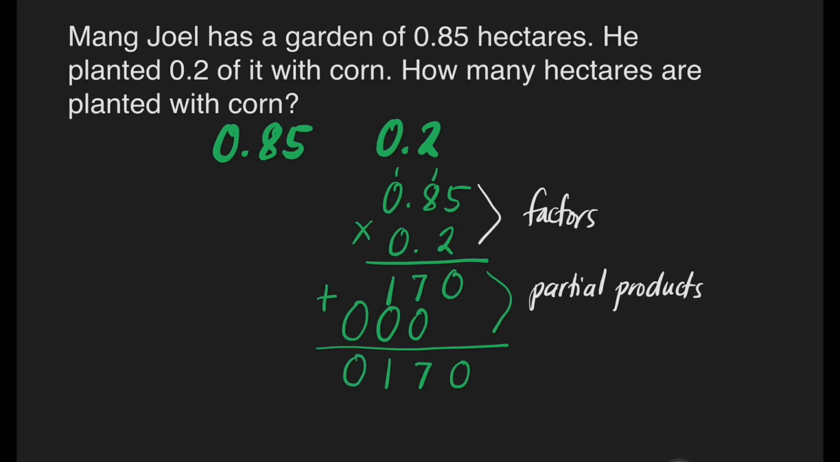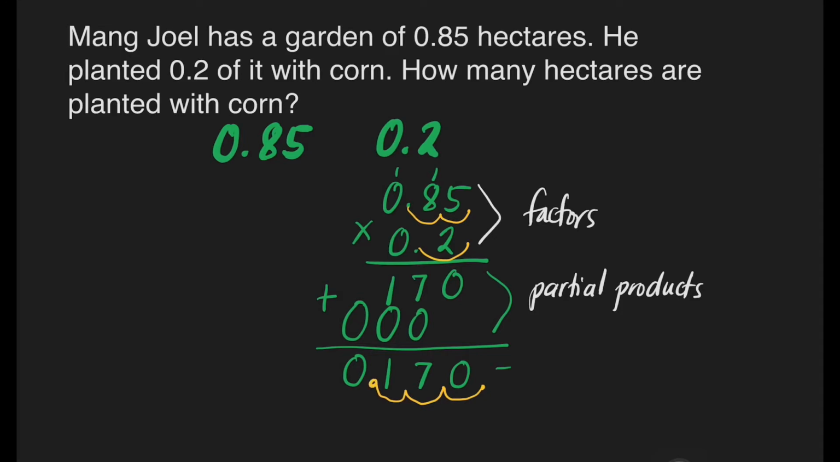We have to take note that in our factors, we need to count how many decimal places are there because it should reflect on our product. So, how many are these decimal places? Let's count 1, 2, and then 3. So, it has to be reflected on our product. From here, the right, we will move to the left. So, that's 1, 2, 3. So, our decimal point is over here.